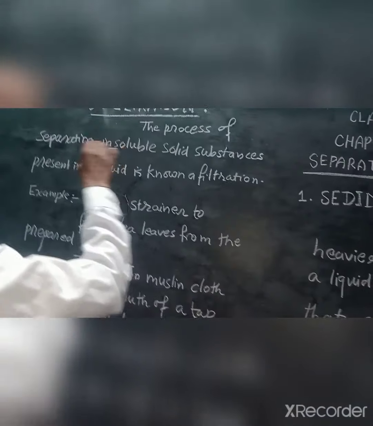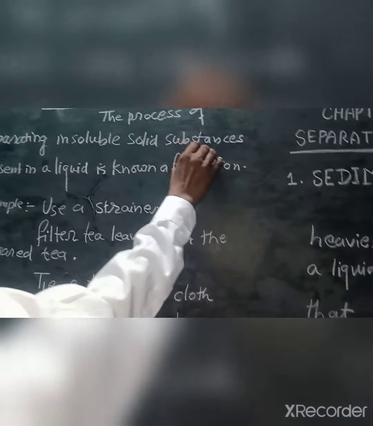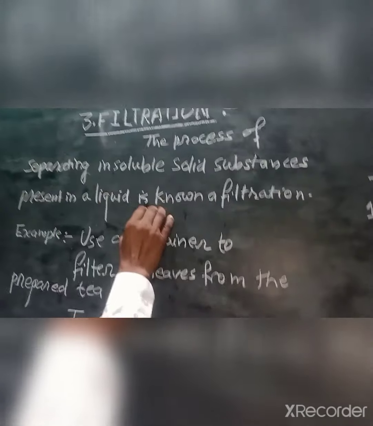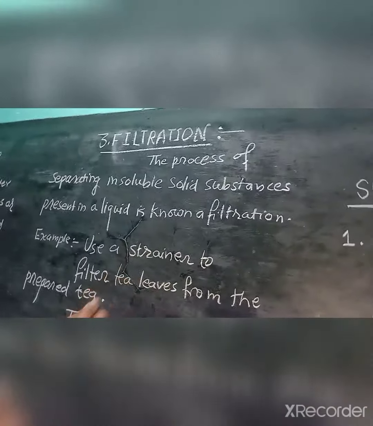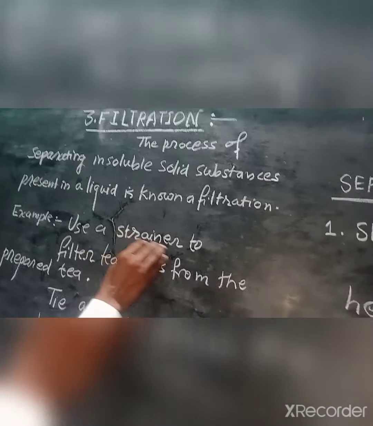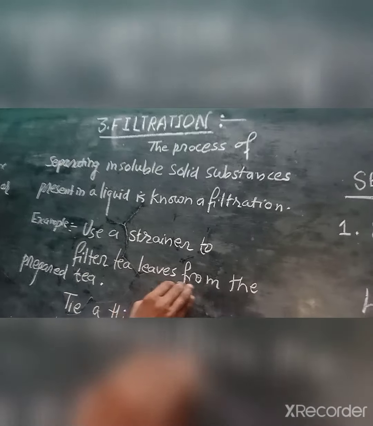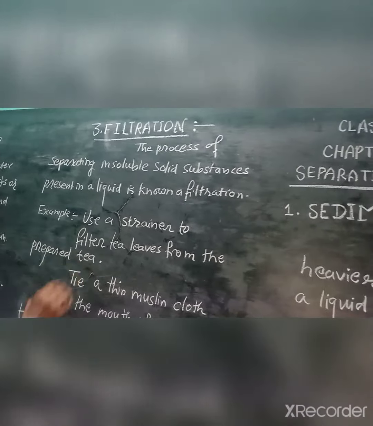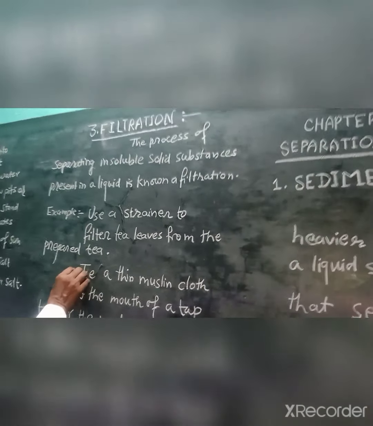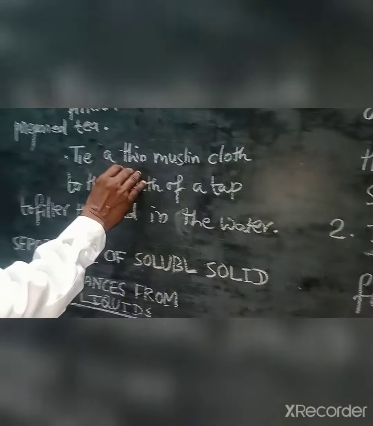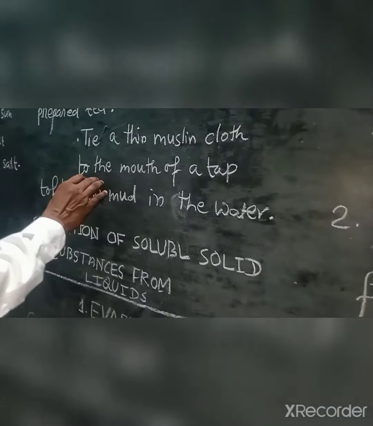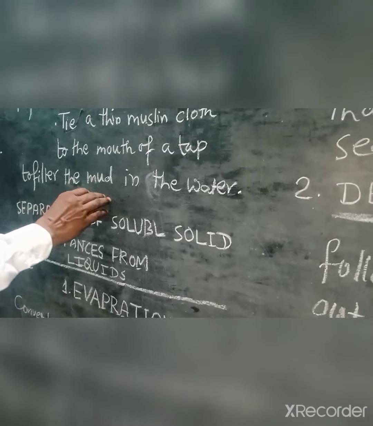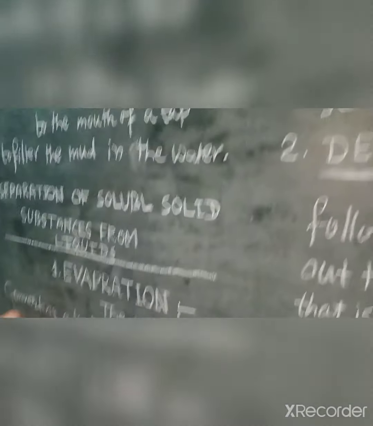The process of separating insoluble solid substance present in a liquid is known as filtration. For example, use a strainer to filter the leaves from the poured tea. Another example is to tie a thin muslin cloth to the mouth of a tap to filter the mud in the water.